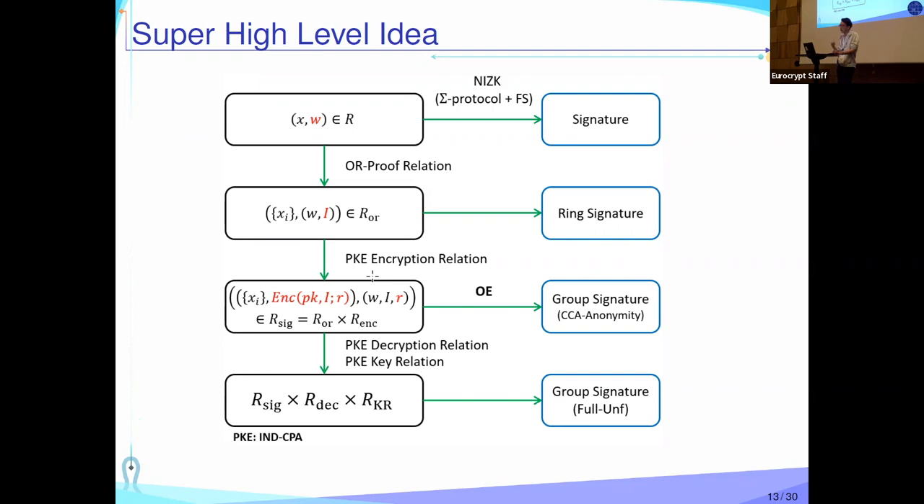And the next one, we add the PKE encryption relation here. We add the ciphertext to encrypt the index, with randomness R, and we add R into the witness. So we add the ciphertext into the statement and add randomness R into the witness. And if you have an online extractable MPZK for this relation, then you can have a group signature with CCA anonymity. And the final one is to have full unforgeability. And we have to have an MPZK relation for the decryption relation, which means the relation between the plaintext and the ciphertext, and the key relation, which means the public key relation and the decryption key relation. And remark that the PKE here, we only require IND-CPA.